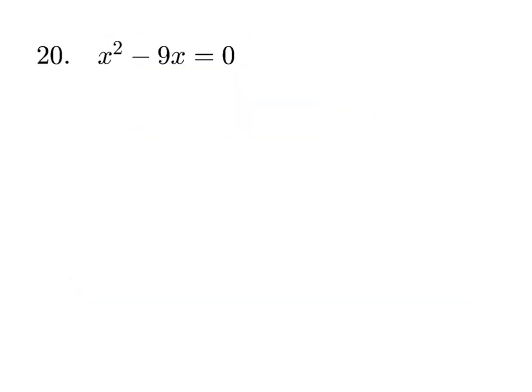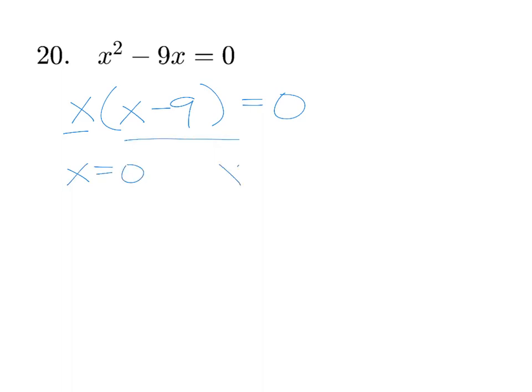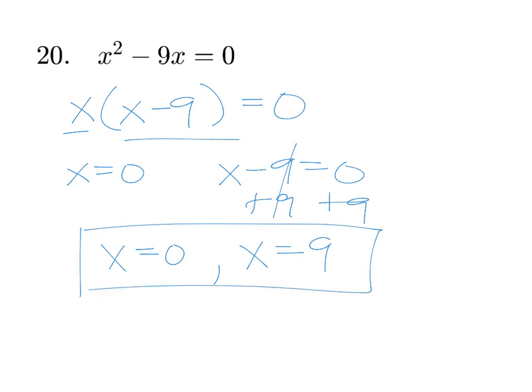Done. For 20, I'm going to factor out the x, and then I'm left with x minus 9 equals 0. If you're not sure if you're doing it right or not, just distribute, and you should end up back to where you started, and you know you factored correctly. Once I have the expression factored, then I set both parts equal to 0, and I solve for x.